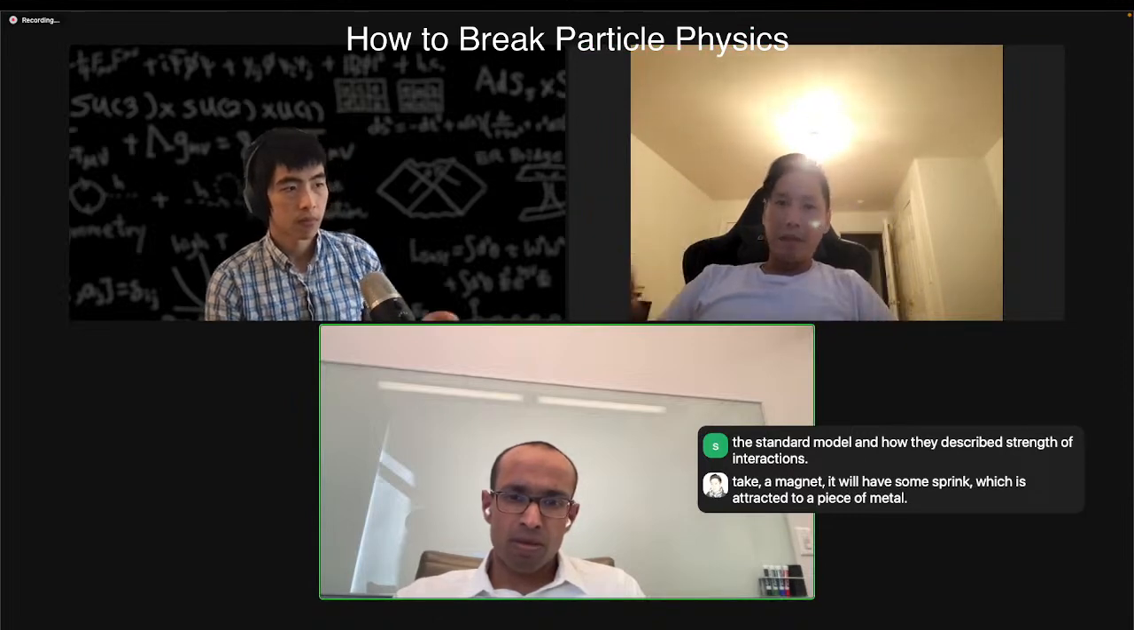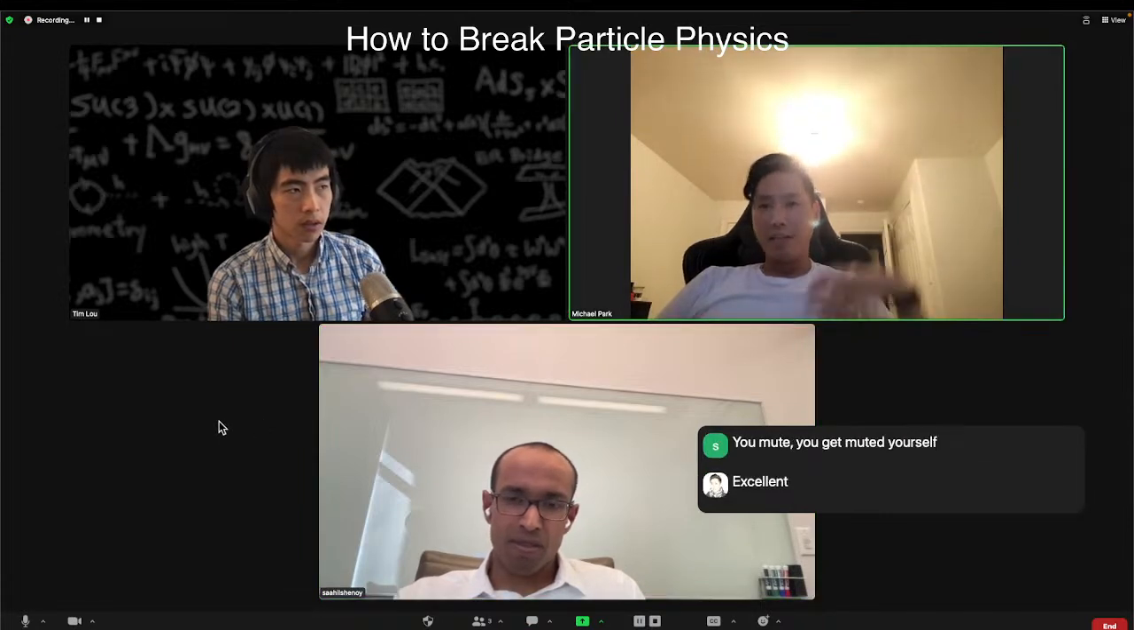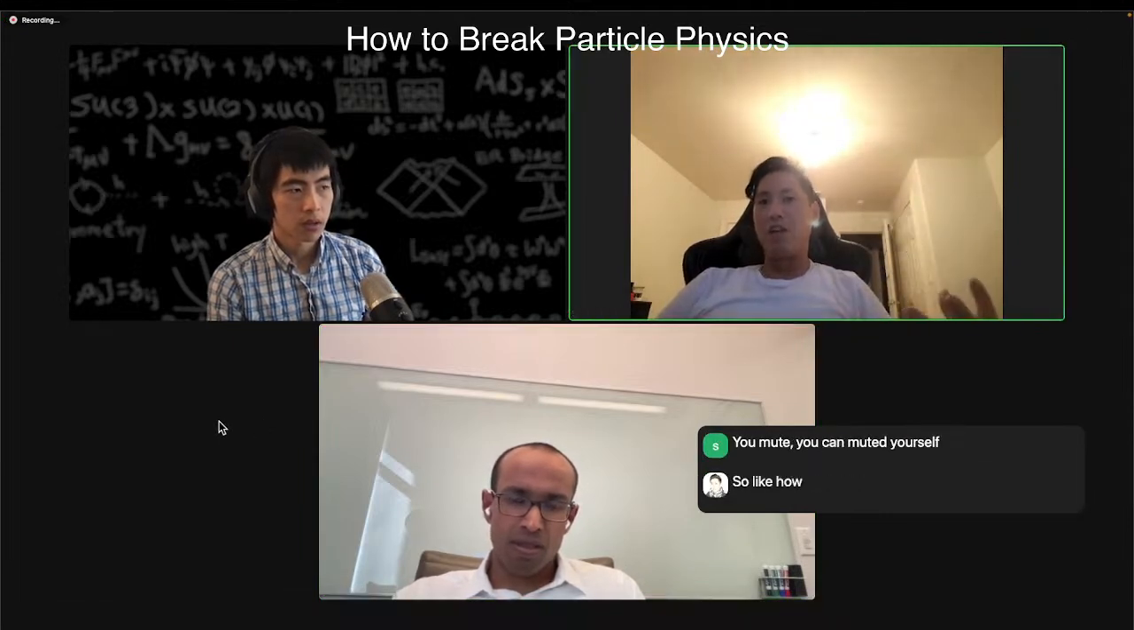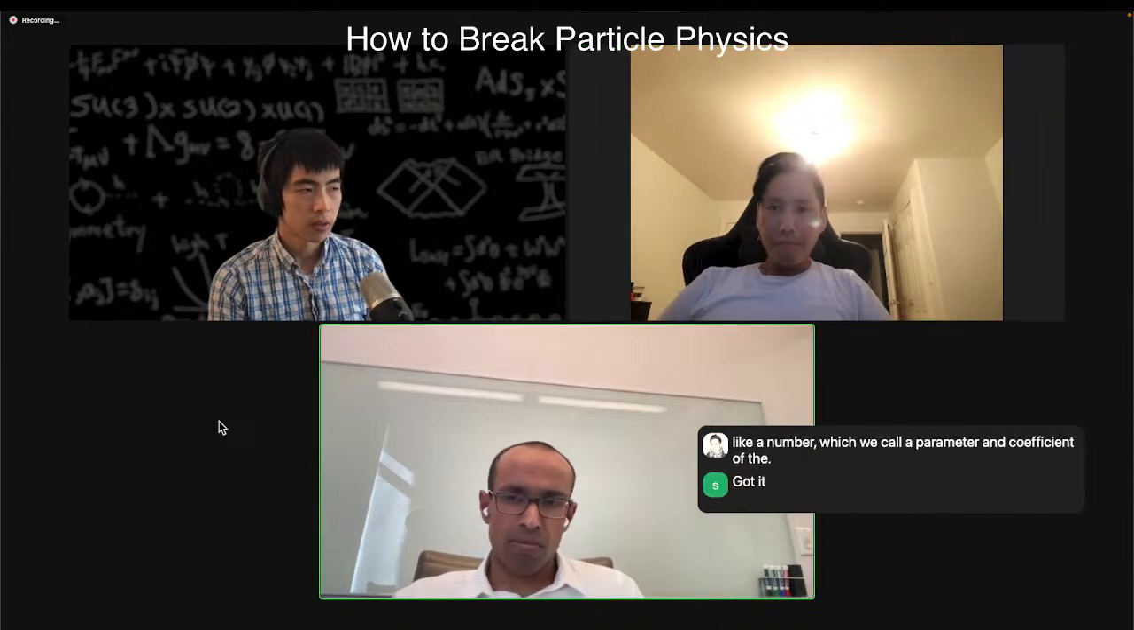So how strong this attraction is, is set by a certain number, which we call a parameter or a coefficient of the theory. Got it. Got it. Go ahead, Tim.